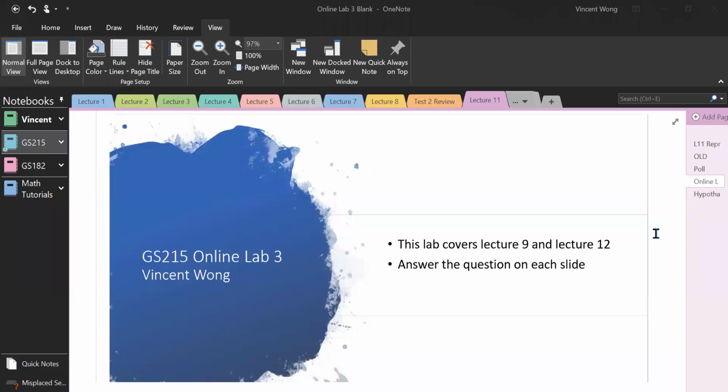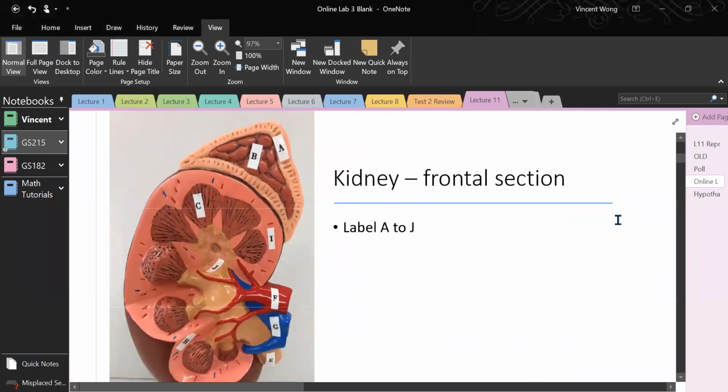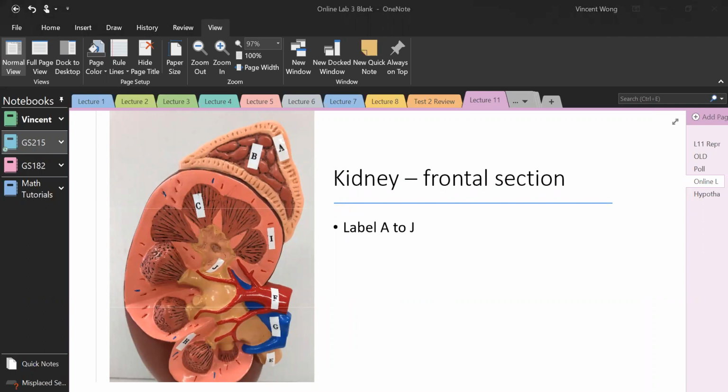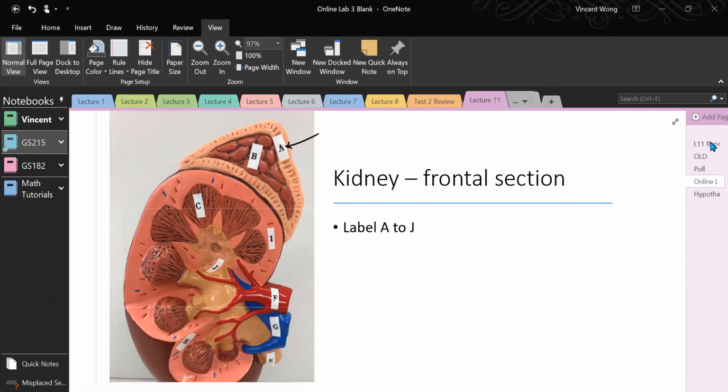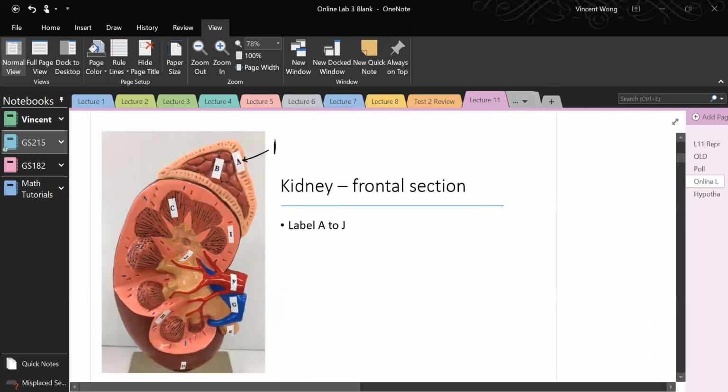All right, let's take up the lab number 3. Here is the kidney. So we will have to label A to J. Okay, so let's do that. A over here, A is the adrenal cortex. And the inside here, that's the adrenal medulla.